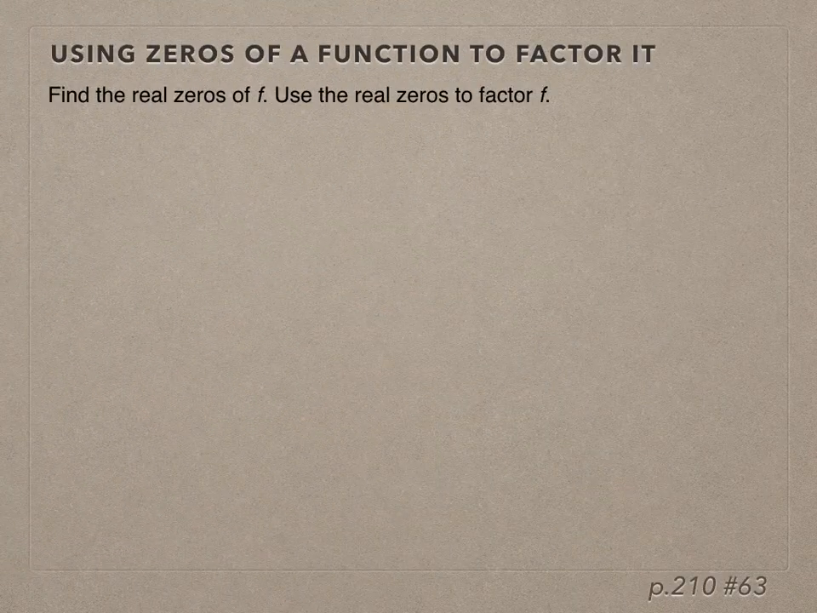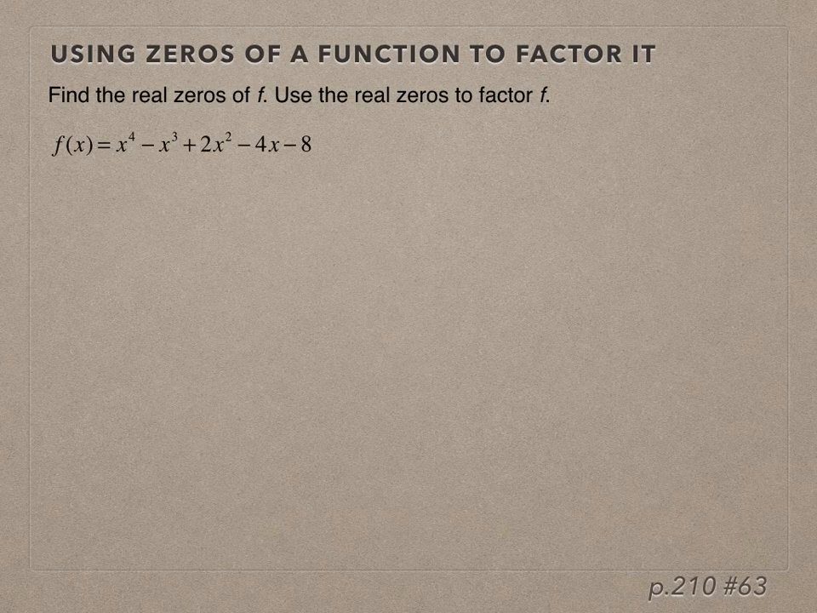So here's our example. F of x equals x to the fourth minus x to the third plus 2x squared minus 4x minus 8. This is a polynomial function of degree 4, so this has exactly 4 zeros. Our job is to use the real zeros to factor the function. So we start by looking for real zeros. We're going to use synthetic division. We're going to take the coefficients of that polynomial and write them down. We're going to divide by 1 because it's the simplest number to divide by with synthetic division.